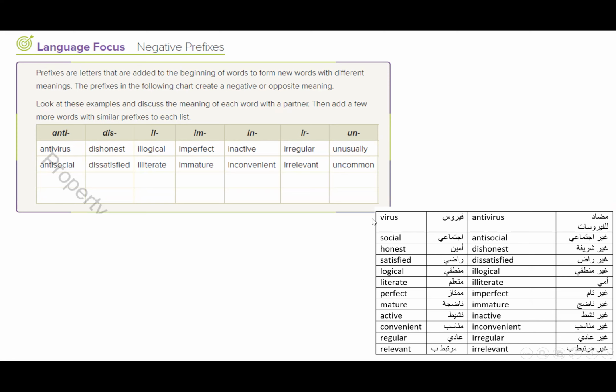أقرأهم للمرة الأخيرة. Virus, antivirus. Social, antisocial. Honest, dishonest. Satisfied, dissatisfied. Logical, illogical, literate, illiterate, perfect, imperfect, mature, immature, active, inactive, convenient, inconvenient, regular, irregular, relevant, irrelevant.